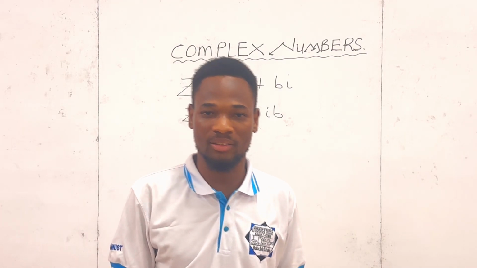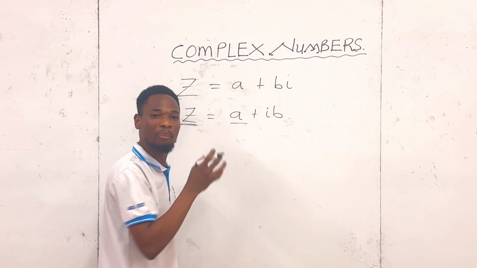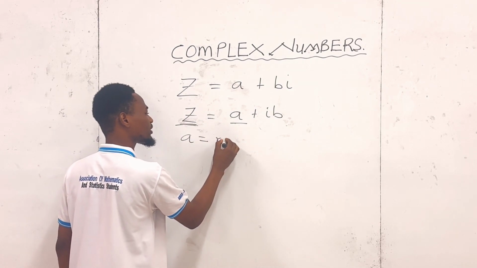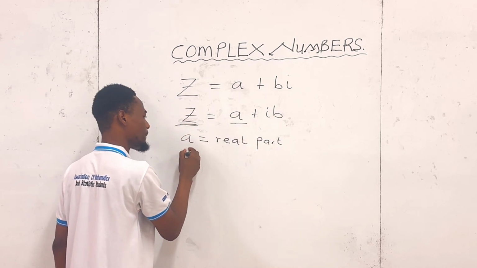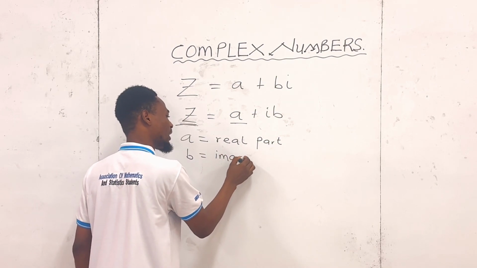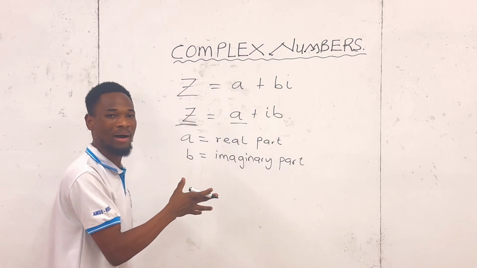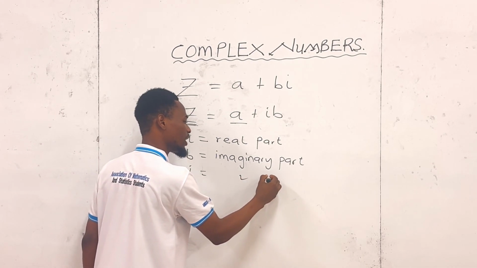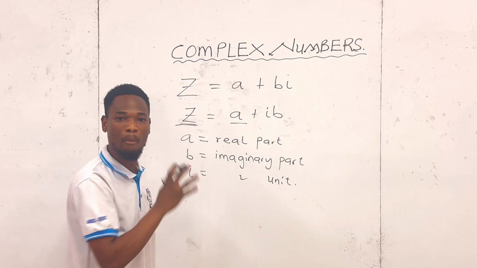Algebra is still correct. Z is therefore my complex number, and A represents the real part of the complex number. So my A denotes the real portion of the complex number. Then my B is the imaginary part or portion of the number, and my i here denotes the imaginary unit. When you have numbers in this form, it is simply a complex number.